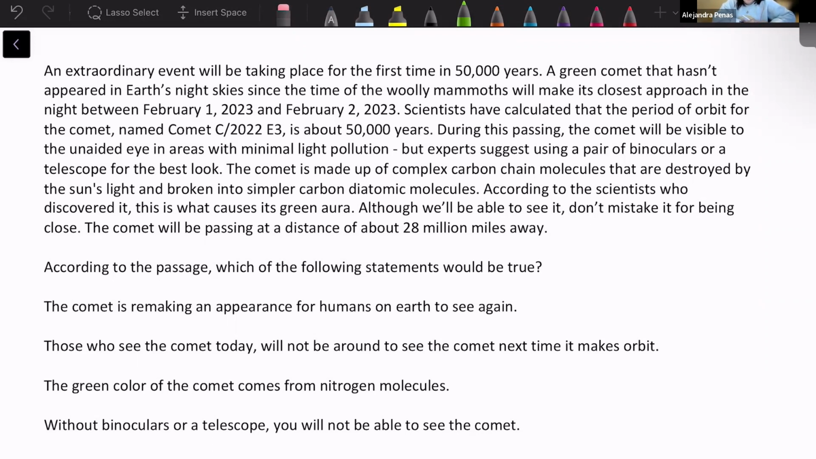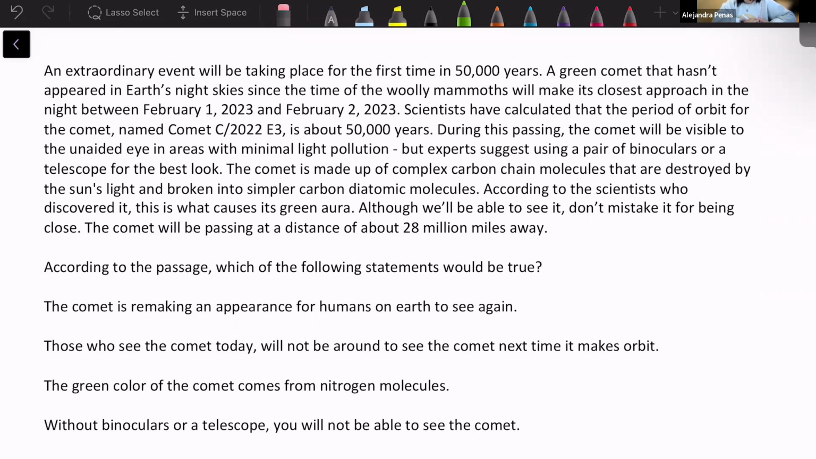The comet is made up of complex carbon chain molecules that are destroyed by the sun's light and broken into simpler carbon diatomic molecules. According to the scientists who discovered it, this is what causes its green aura. Although we'll be able to see it, don't mistake it for being close. The comet will be passing at a distance of about 28 million miles away.